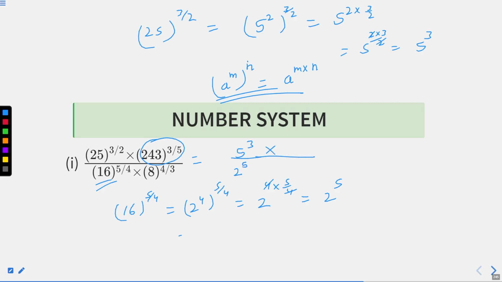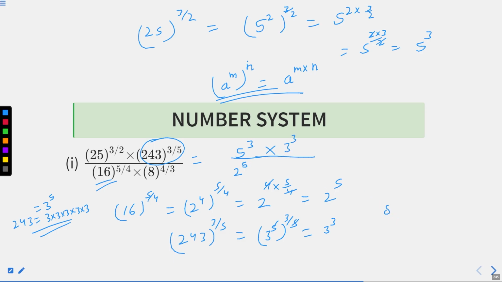Now for this 243 raised to the power 3 by 5, if you see 243, it is 3 raised to the power 5. Okay, so 243 is equals to 3 times 3 times 3 times 3 times 3, which is equals to 3 raised to the power 5. So it gets cancelled easily. So 3 raised to the power 3.